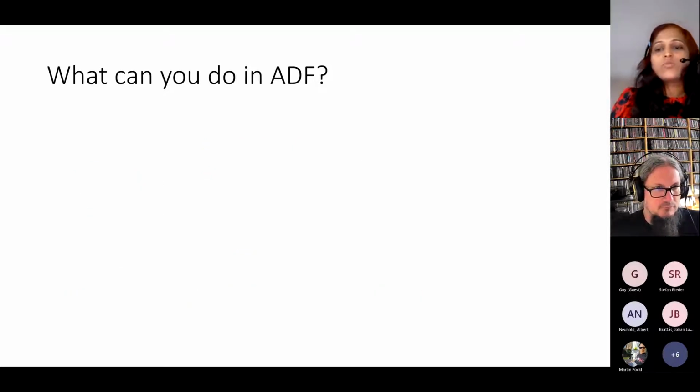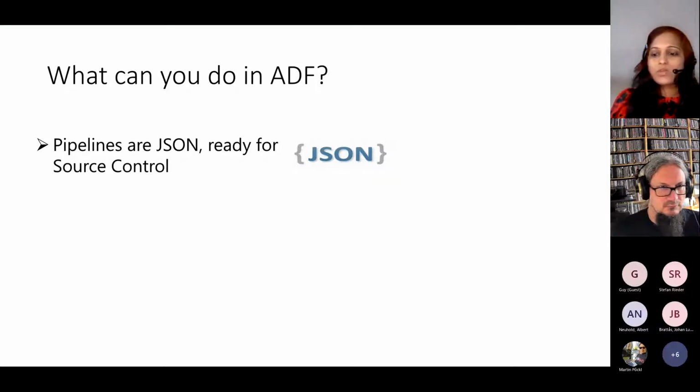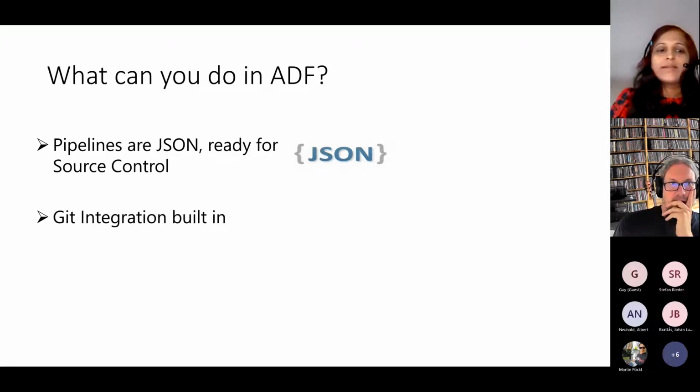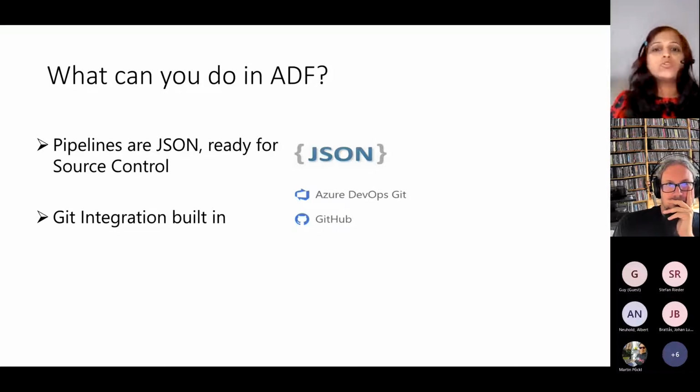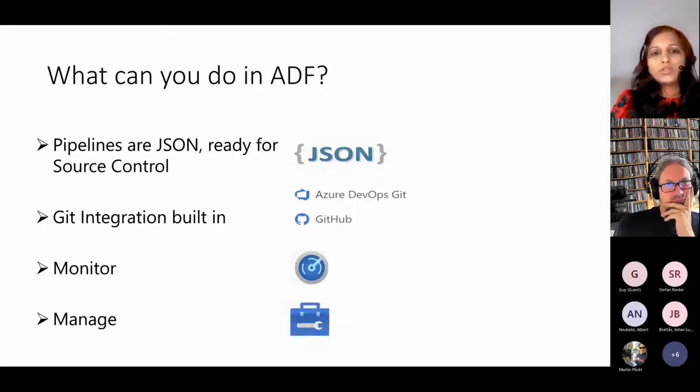Now let's move into what else you can do in Azure Data Factory. When you create components in Azure Data Factory, behind the scenes it generates JSON code for you. And this code is ready for your source control, and you can use it for your continuous integration and continuous delivery. It provides Git integration using the UI, so you can use Azure DevOps or GitHub. You can also monitor your Azure Data Factory components using the UI, and you can manage them using the UI. So these are the things you can do in Azure Data Factory.